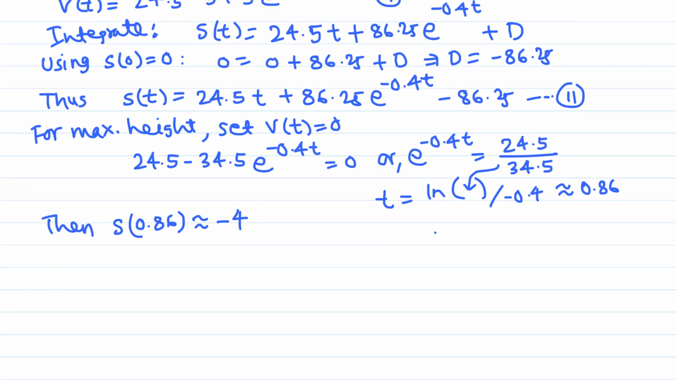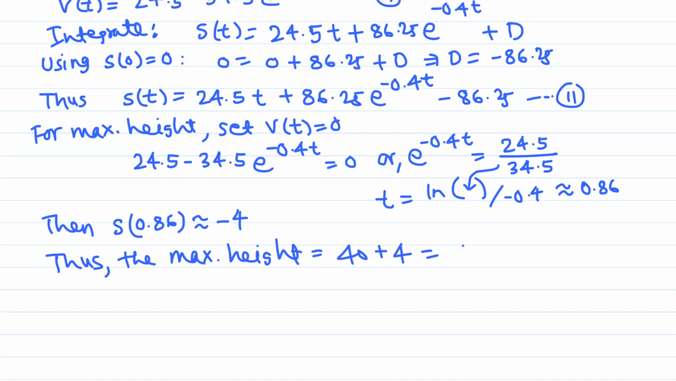Okay, so the negative is just for orientation. Thus, the max height is 40 already, and then 4, that's 44 meters final.